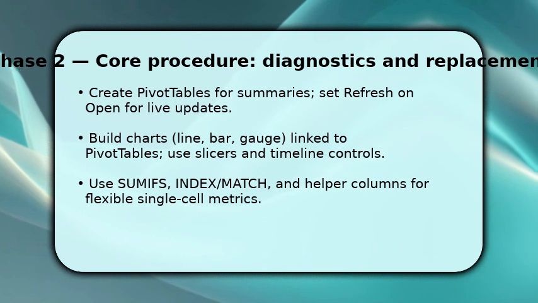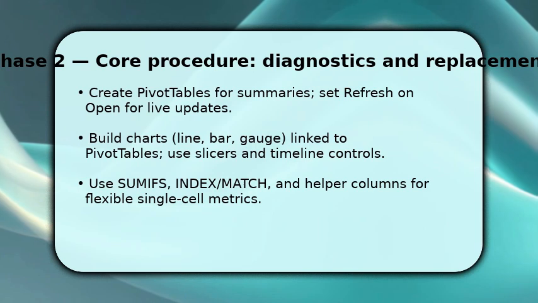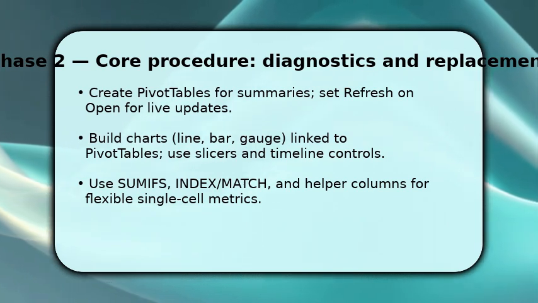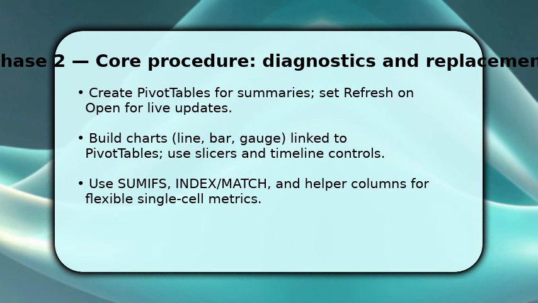For calculated, single-cell KPIs, use SUMIFS and INDEX/MATCH with helper columns where needed. These steps turn raw tables into interactive, drillable insights that stay responsive as data changes.